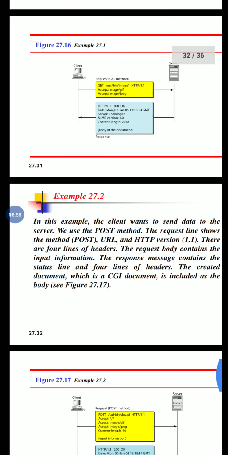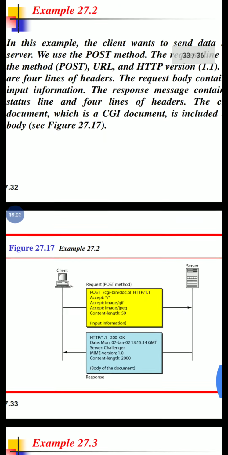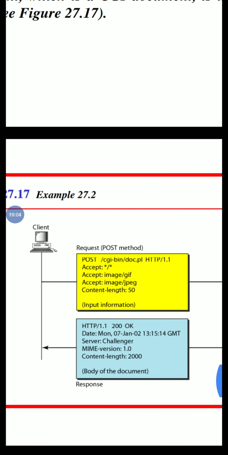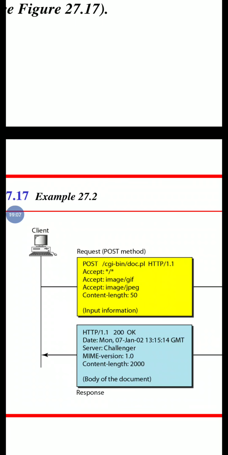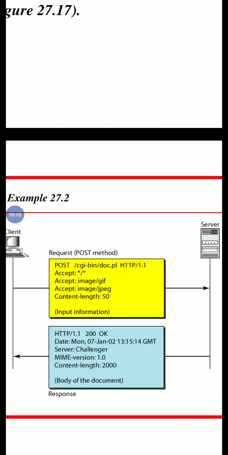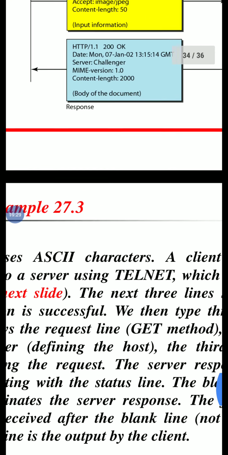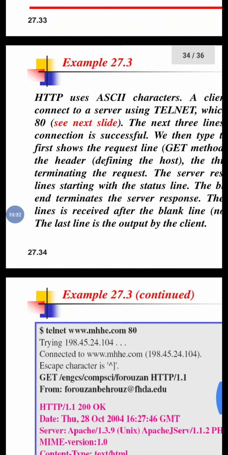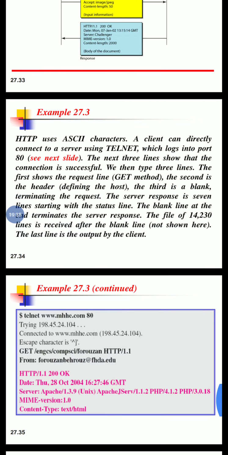So in figure 27.2, the same example is there. In that we are using the POST method, in which the client uses the POST method with cgi-bin doc.pl and the HTTP version. That is what the server is taking, the images from the client side, and the server gives the response to the client whether the image has been received or not. Then in the third example, we'll have HTTP uses ASCII characters.